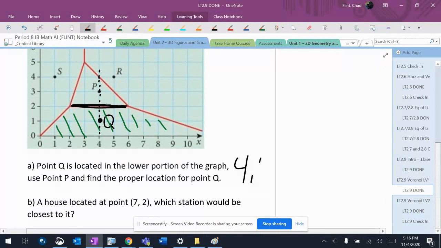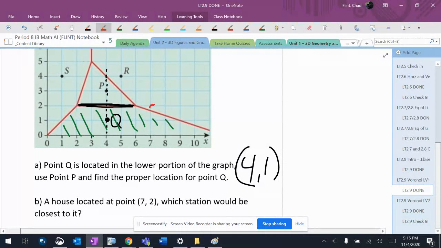Didn't really ask me to write it down, but I'm going to write that on anyways. House located at 7, 2. Which station's closest to it? Same kind of question we've been having. So 7, 2 is right on the border. This particular spot is going to be really close to three different fire stations. It's going to be really close to Q, really close to P, and really close to R. And what I mean by that is those distances are not going to be a lot different.